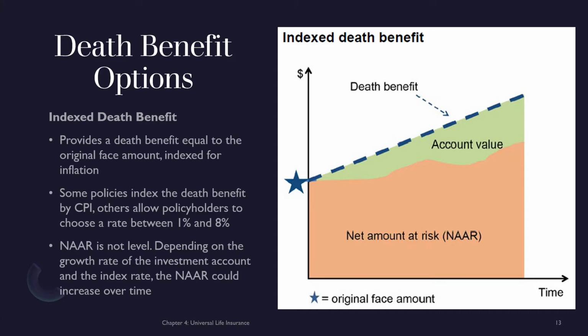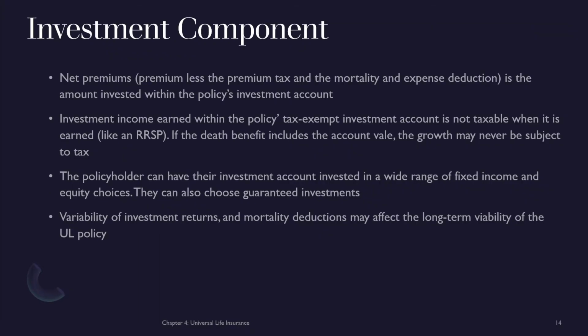This type of policy might be appropriate to cover an end-of-life risk that is expected to increase over time, such as the tax liability. Now, for UL policies, there is an investment component to it. So you have net premiums, which is the premium less the premium tax and the mortality and expense deduction. And this is the amount invested within the policy's investment account. So you can think of it as the excess premium. So the amount that just isn't used to pay for the cost of insurance.